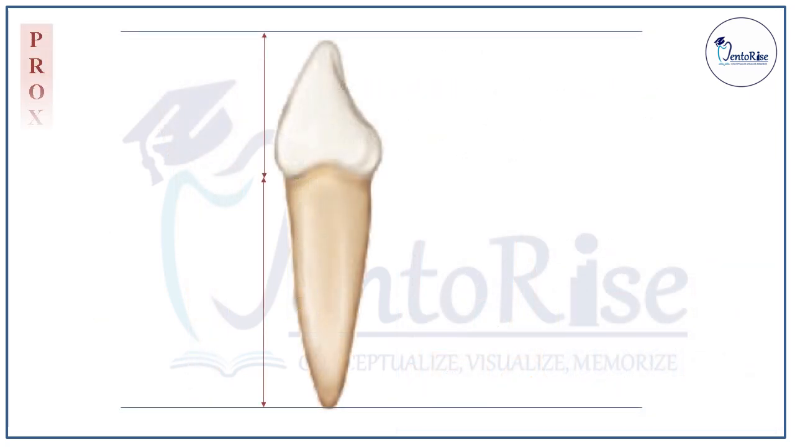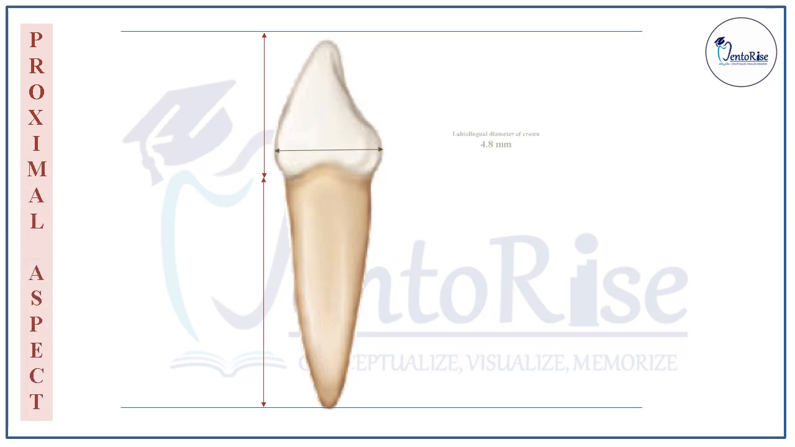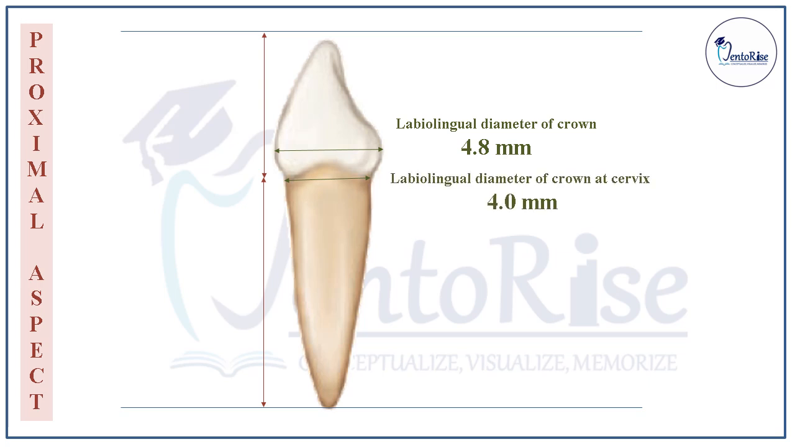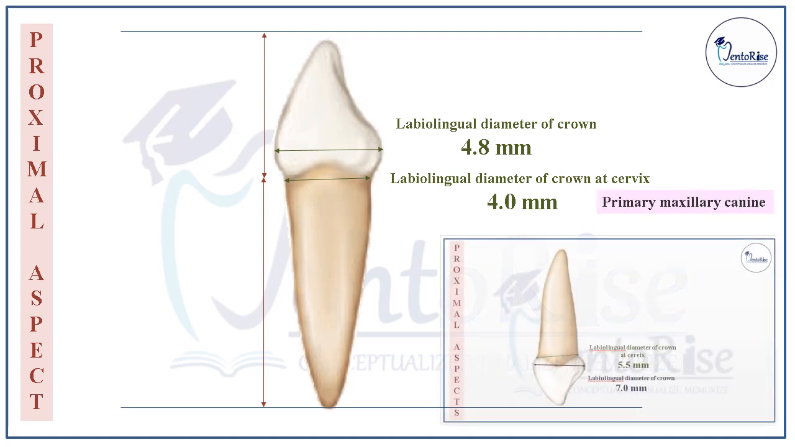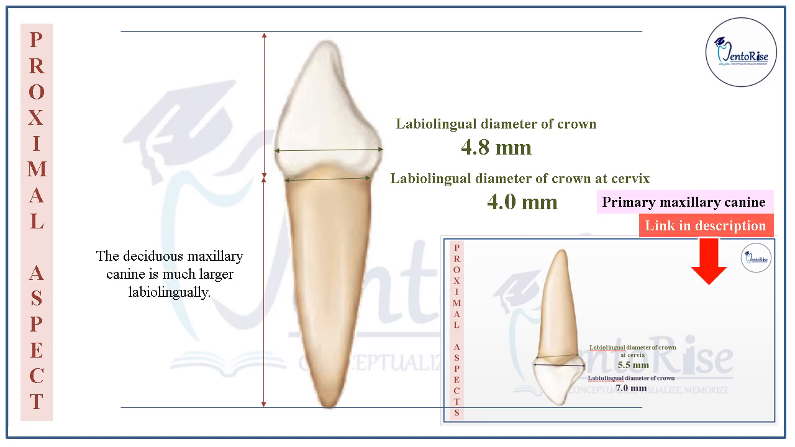Talking about the labiolingual dimensions, the labiolingual diameter of the crown is 4.8 mm and the labiolingual diameter of the crown at the cervix is 4.0 mm. If we compare these labiolingual dimensions of a primary mandibular canine with that of the primary maxillary canine, we would conclude that the primary maxillary canine is much larger labiolingually. Please observe the figure.